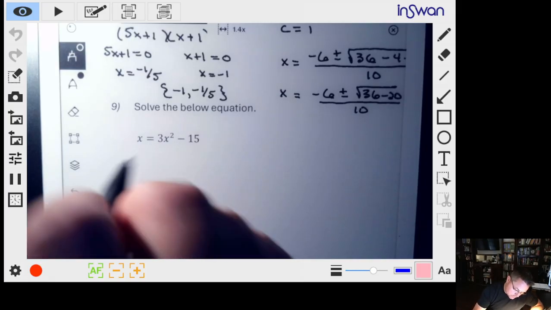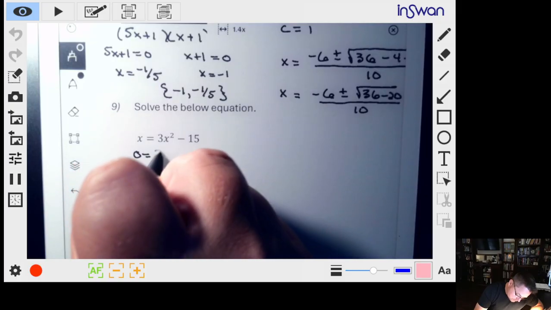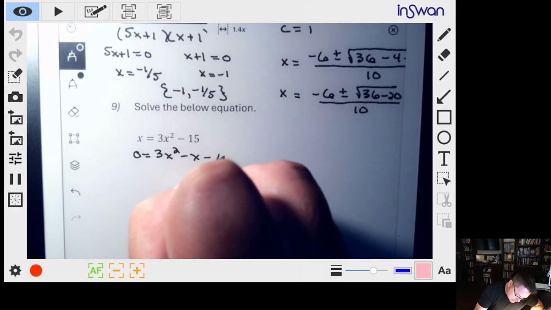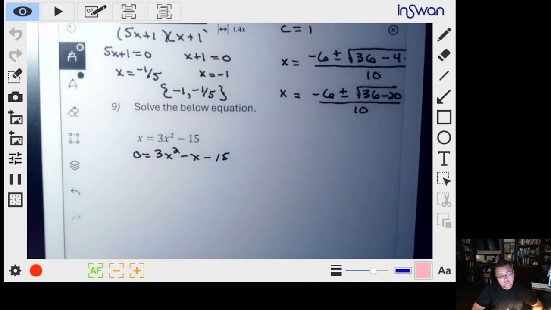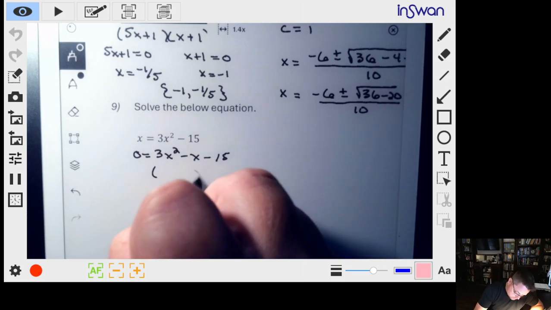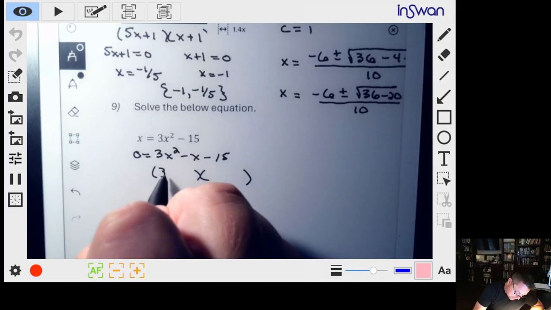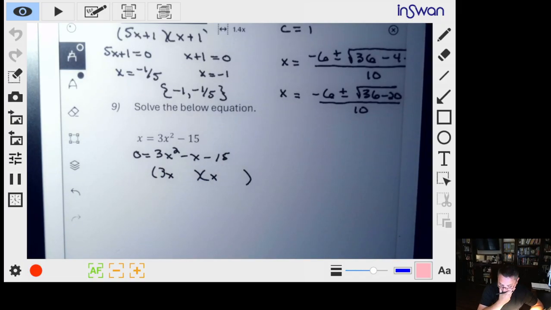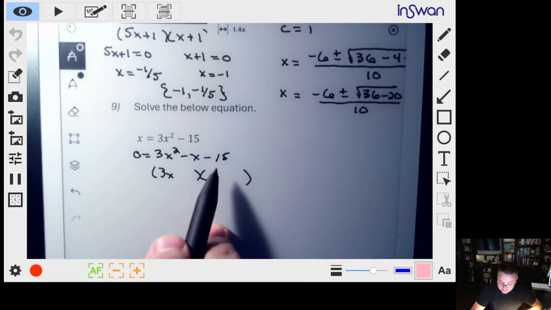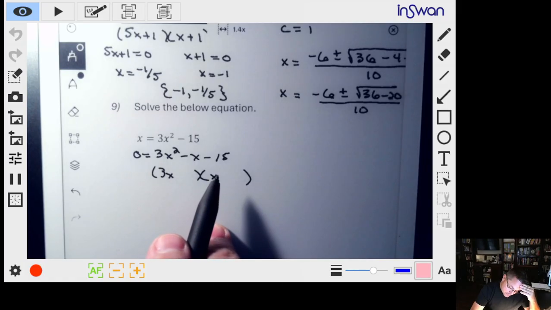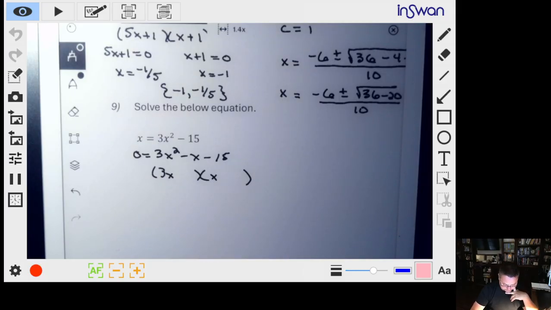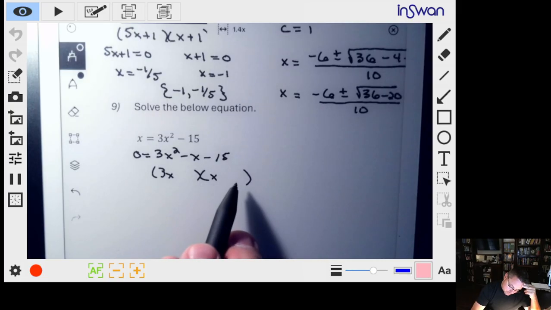Okay, so when I move everything over to one side, I have 3x squared minus x minus 15. If I were to factor that, let's see. Well, I would have to have a 3x and an x. But to get 15, I'd have to have a 3 and a 5. So let's see here. I'm not quite seeing it, but maybe there's a way.